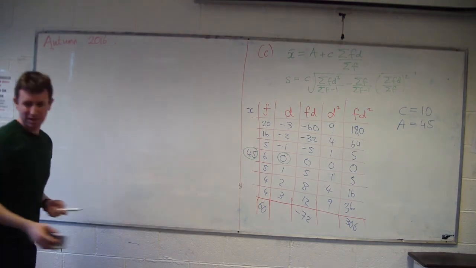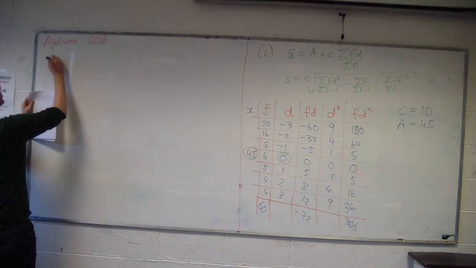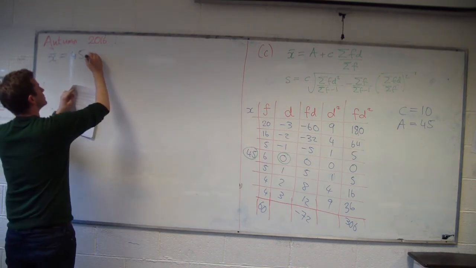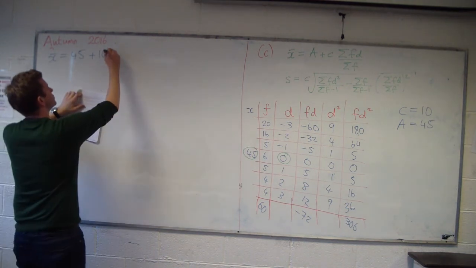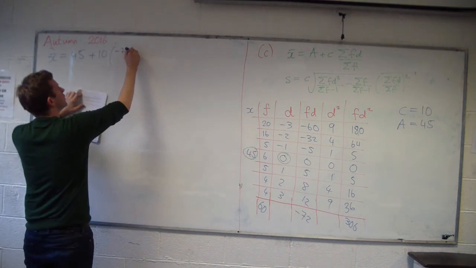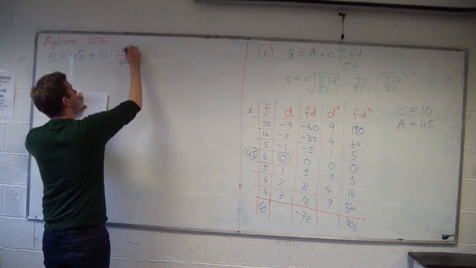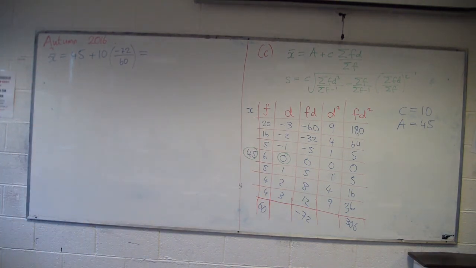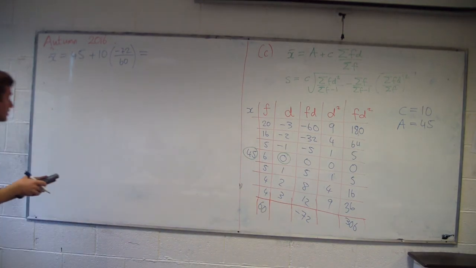And now it's just bang, bang, bang into the formula. So x bar is 45 plus 10, add up f by d is minus 72, over add up f is 60. So this bit will be negative if you overestimate, positive if you underestimate.